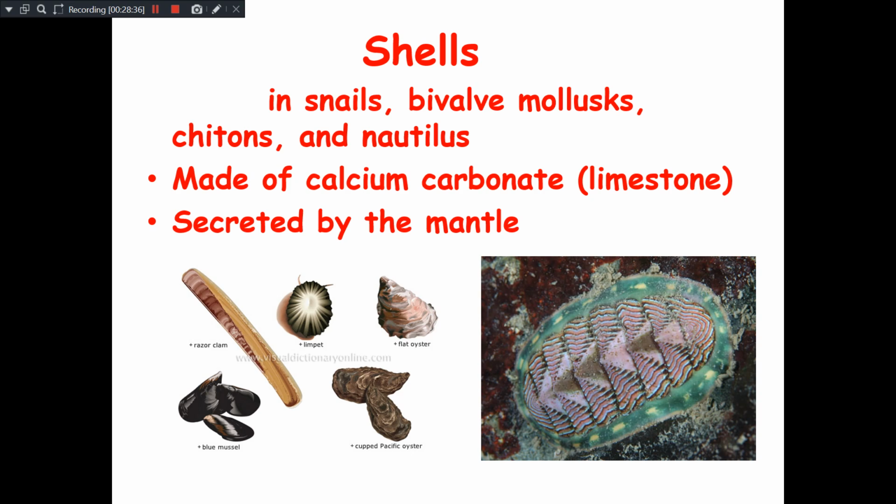So, in snails and bivalves, you can see the shells. And the shells, irrespective of the type and shape, are all made out of calcium carbonate, what you call limestone. And this calcium carbonate is secreted by the mantle. See here the different shapes of the shell.